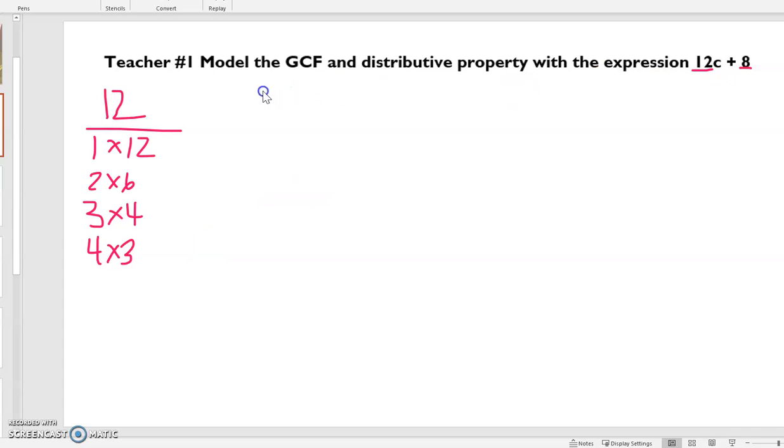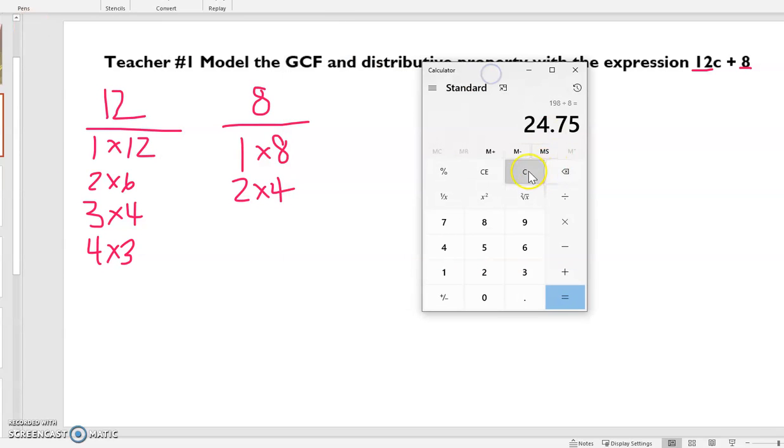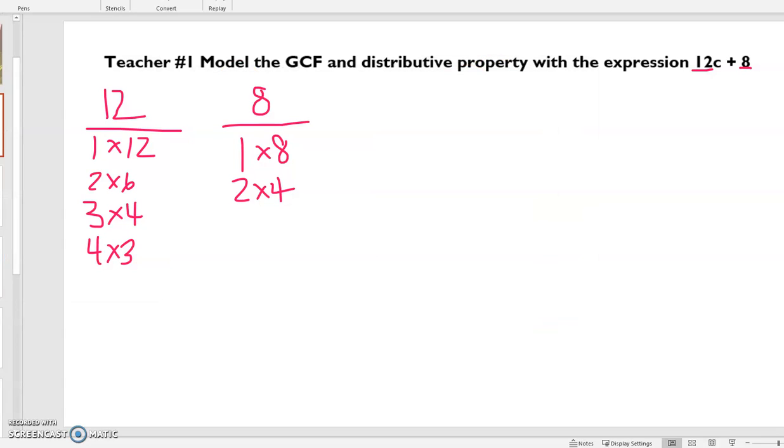I'm going to repeat that for the other number in this problem, 8. Again, I start with 1 times 8. You're welcome to use a times table or a calculator to help you with this step. Going from 1, 2 times 4. And then I would want to double check that 3 is not a factor. Using a calculator, if I take 8, that original number, and divide it by 3, it gives me a decimal. So I know that's not a factor. And so then 4 would be next, and I know 4 times 2 gives me 8.